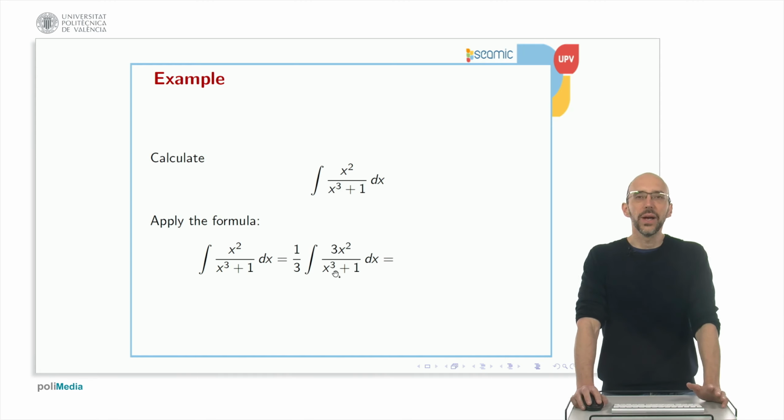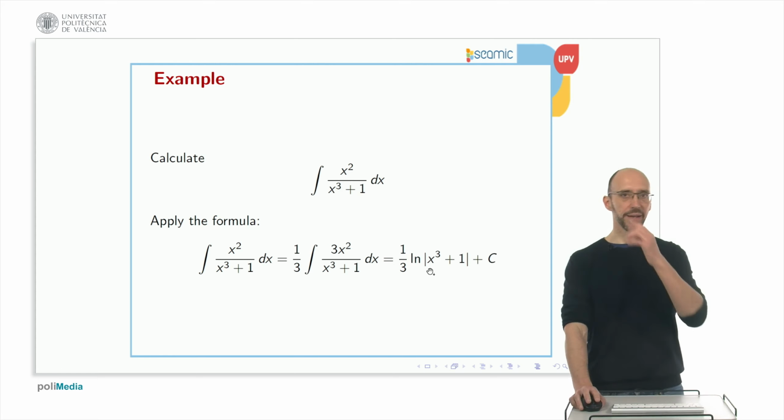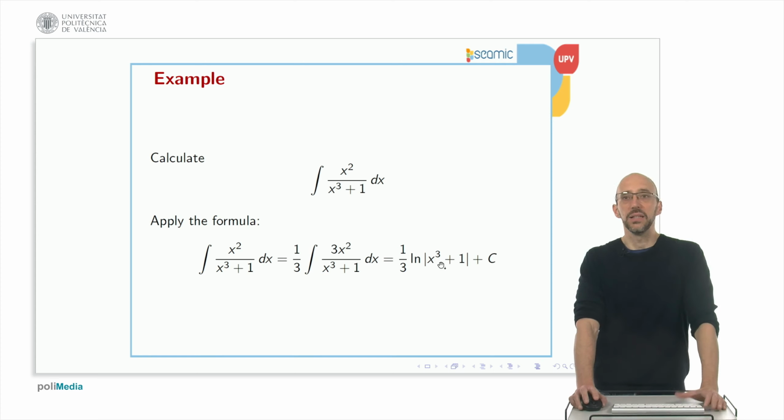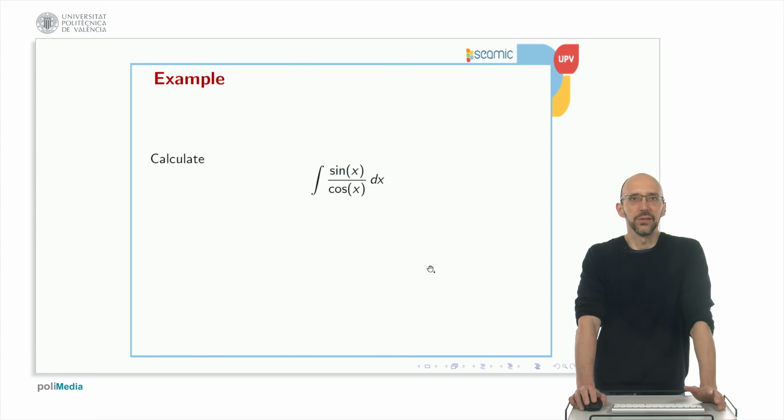So now what do we have? A function, and on top I got the derivative of the denominator. I can apply the formula to this integral. So what are we going to have? 1/3 that remains the same times the logarithm of x cubed plus 1 plus c. Okay, it's piece of cake, the logarithm of the denominator.